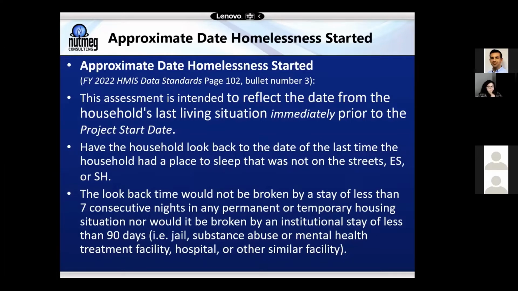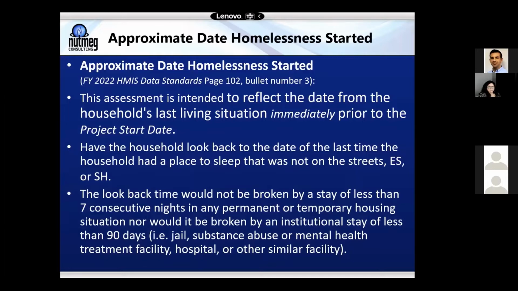If you're a rapid rehousing program or PSH program, the same rules apply. If they say, well, I was staying at an emergency shelter, then you say they stayed at the shelter. Or if they say they were staying with friends or family or on the street. Where people get caught up with this is they ask the client, tell me the last time you had a place to stay that wasn't the street. The person thinks back, well, geez, my first time homeless was in 2010.